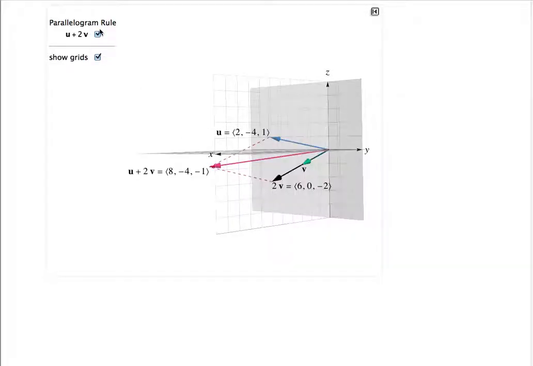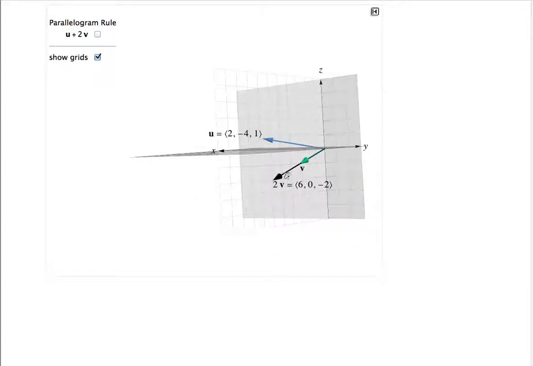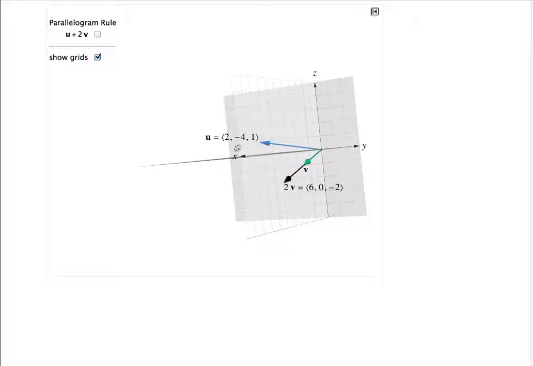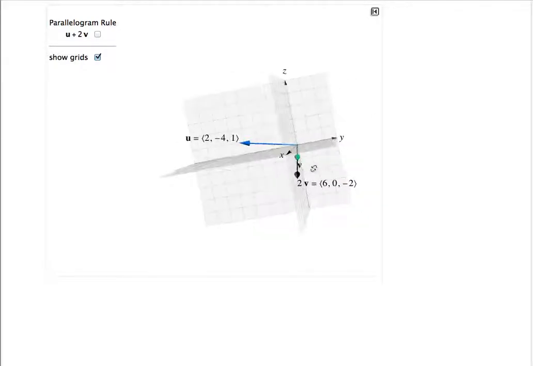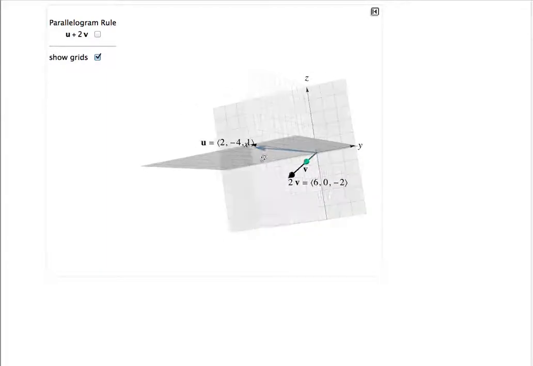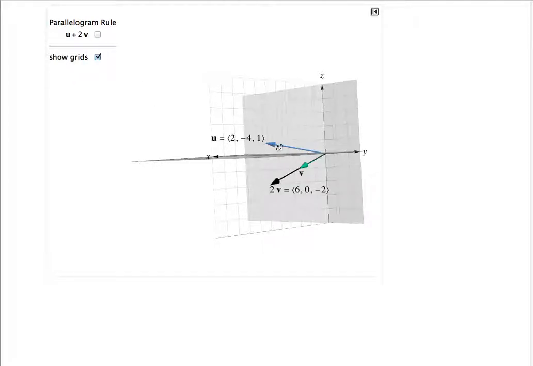So the parallelogram rule is to talk about how to add up two vectors in three-dimensional space. And in general, we do it component by component. You can see that the blue vector is above the xy plane while the v vector is below it. Now we're going to add u plus 2v and double the vector v, so that this black point, the green one, is the original.